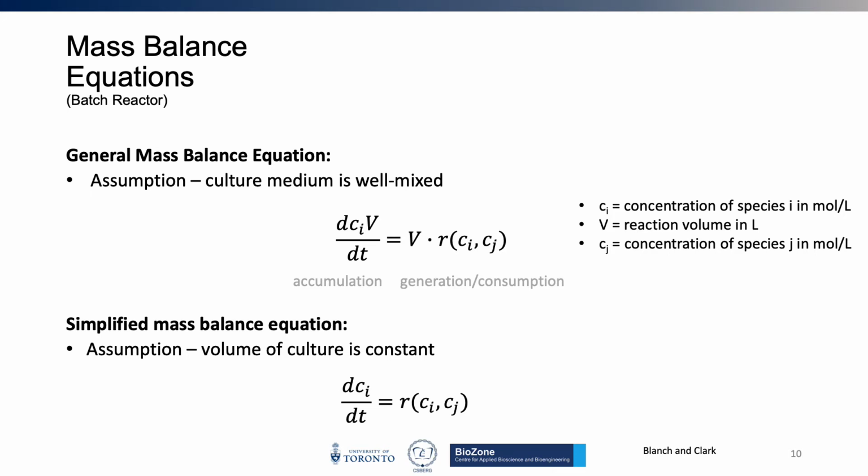So the next thing we would do is make the assumption that the volume of the culture stays constant, and this allows us to treat the volume term as a constant. So we can cancel it from both sides of the first equation to get the simplified mass balance equation, which states that the change in concentration of I is the rate at which it is either produced or consumed in the cell culture. The simplified mass balance equation is important because the mass balances for cell growth, substrate consumption, and product formation are derived from this general equation.